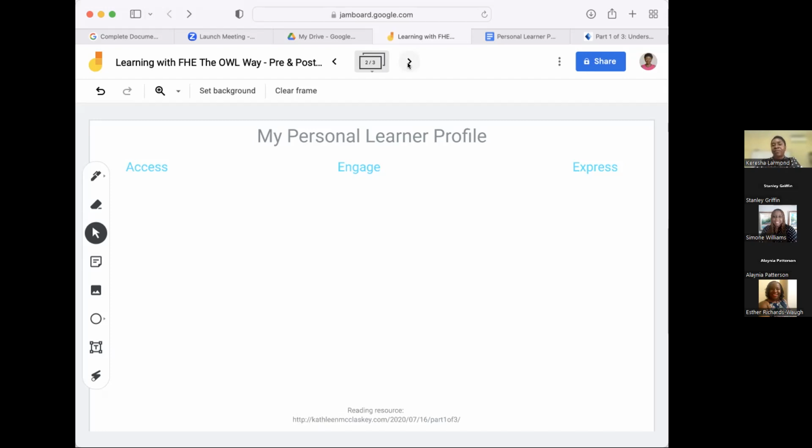learner profile, right? I am going to hand over to Ms. Williams at this time, who will delve a little bit more into the study cycle, because everything is really interlinked. So Ms. Williams, I'll hand over to you.